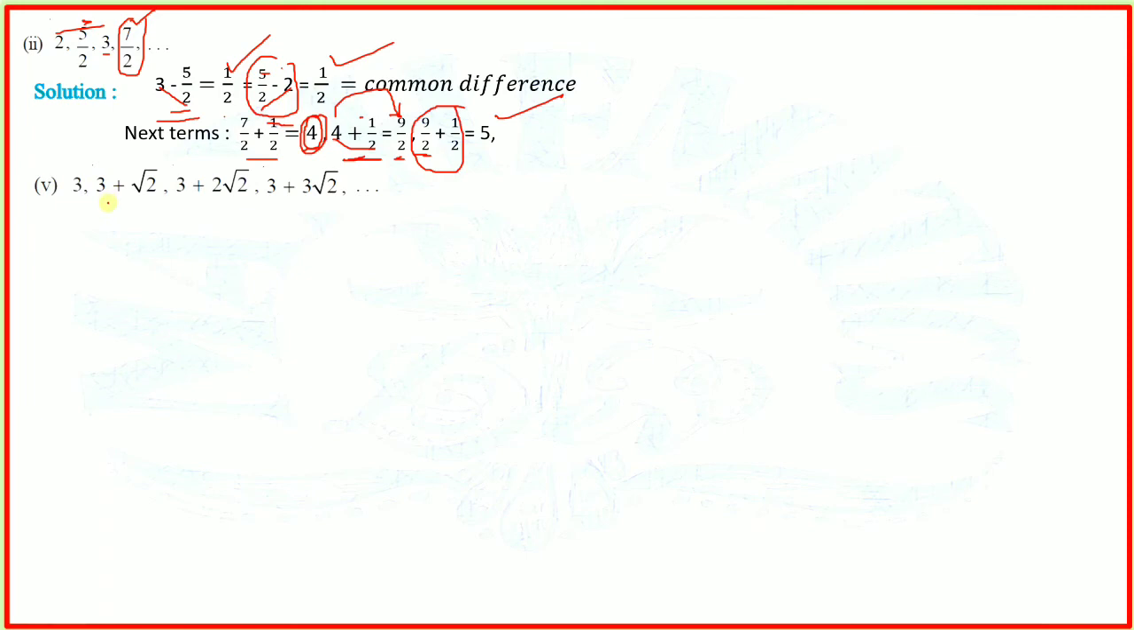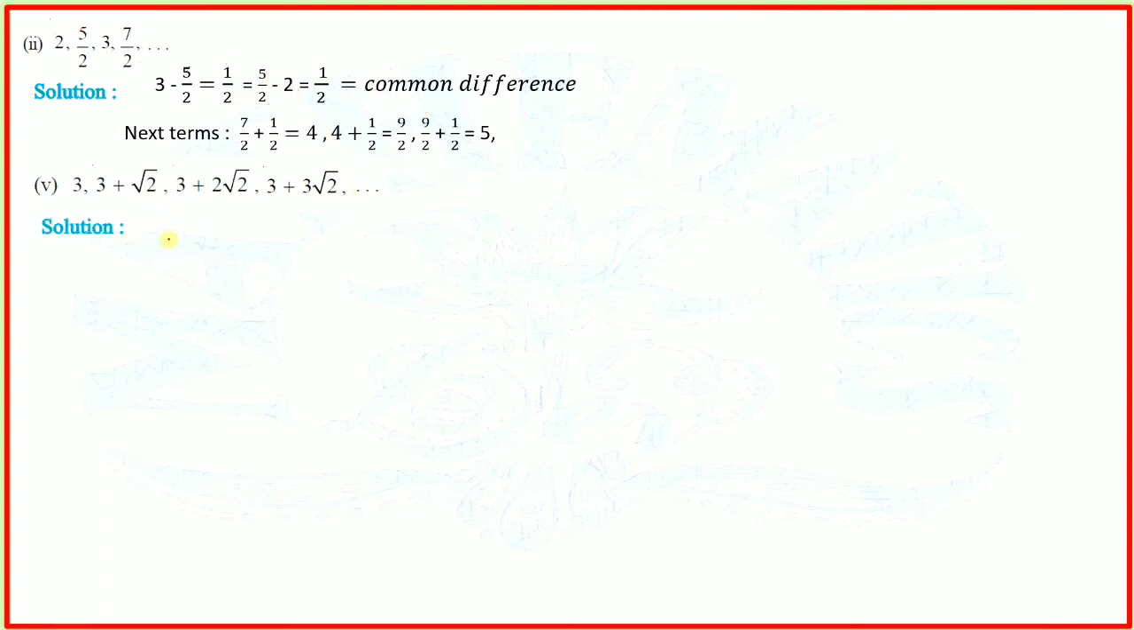Okay, so the next question: 3, 3 plus root 2, 3 plus 2 root 2, 3 plus 3 root 2. Now for this, again the 3 plus root 2 minus 3. So 3 and 3 cancel, so it is equal to root 2.